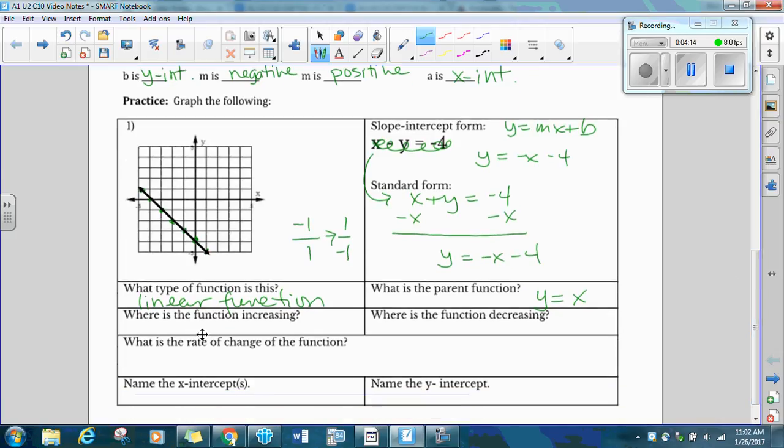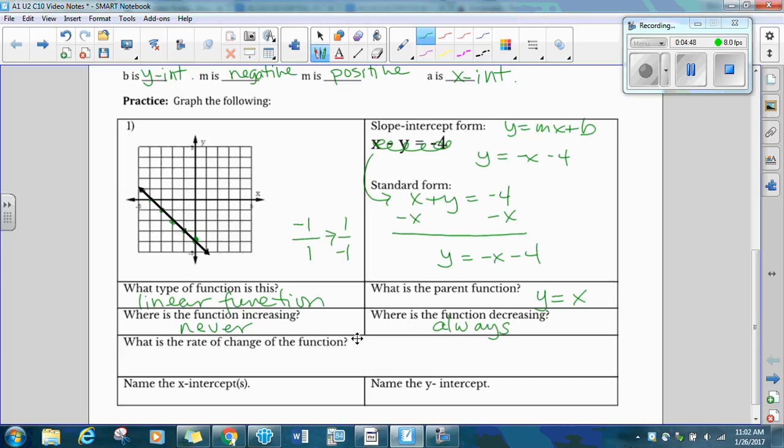Where is the function increasing? Reading my graph left to right, is my graph increasing or decreasing? If I read this left to right, it starts out high and goes low. So it will never be increasing. Where is the function decreasing? Well, it starts high and goes low. It'll always be higher on that left side and go down lower on the right side. So it is always decreasing.